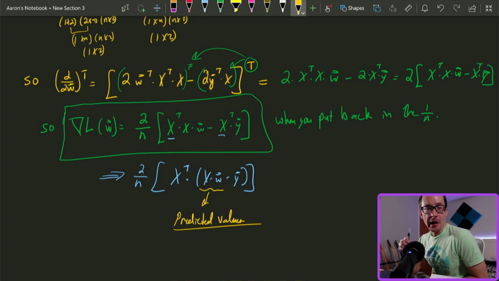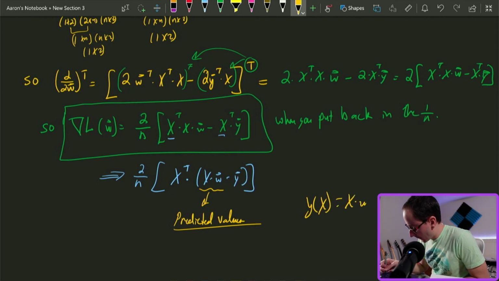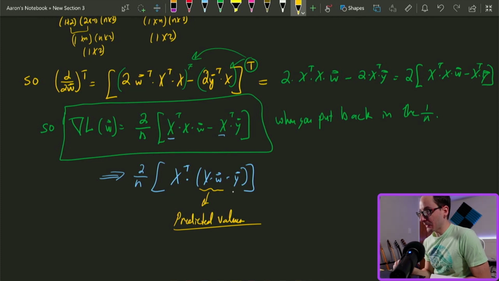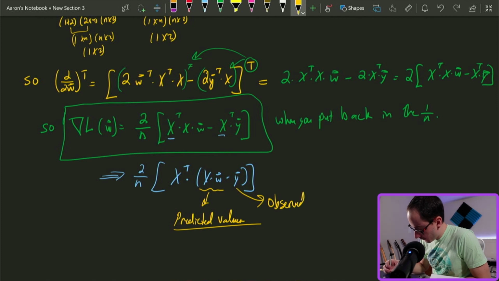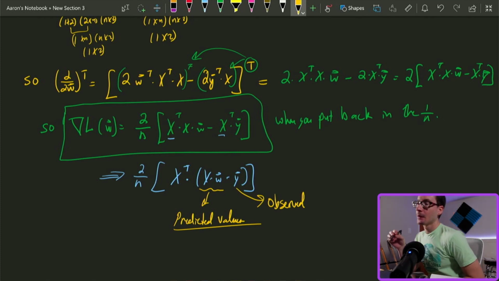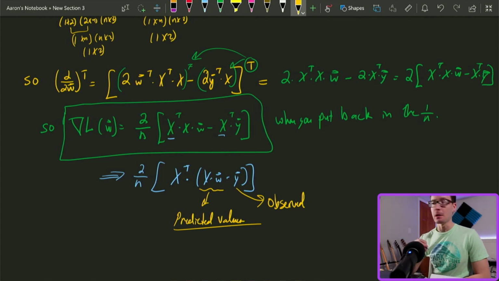We're writing our equation as y of x is equal to X dot W, right? That's our model. That's our prediction. So we're basically saying we're taking predicted values minus the observed value. Predicted values, and then this is the observed. Predicted values minus observed, X transpose times that on the left, and then scale by 2 over n. And there you go. That's awesome. And we now know where that 2 comes from, right? That 2 comes out there.